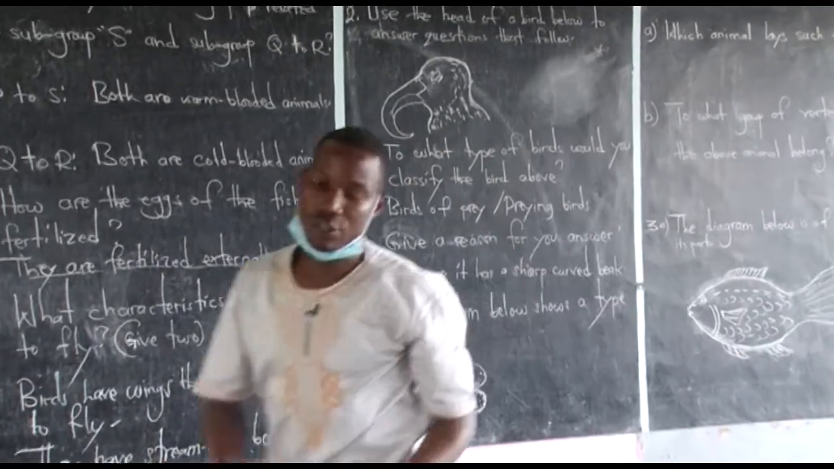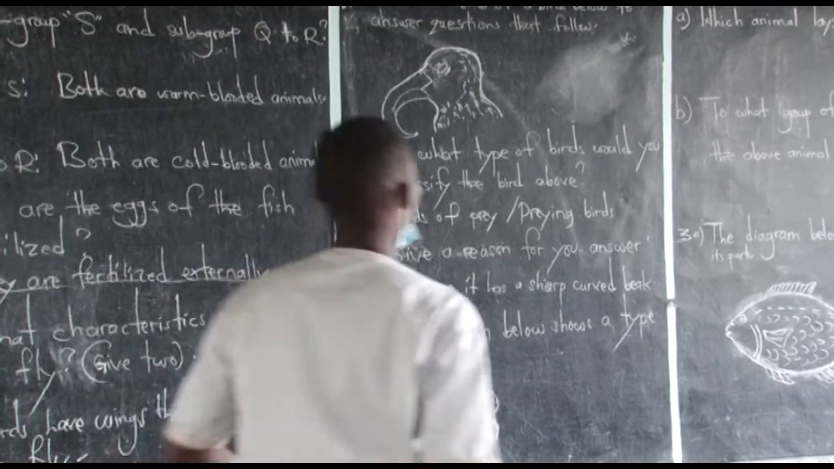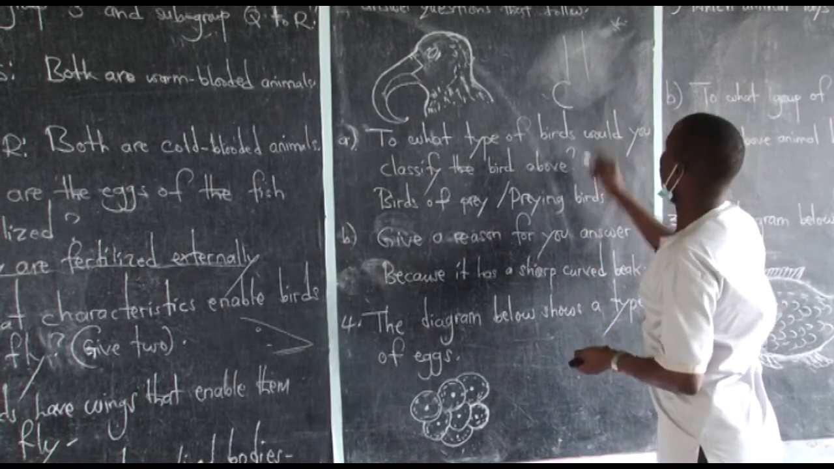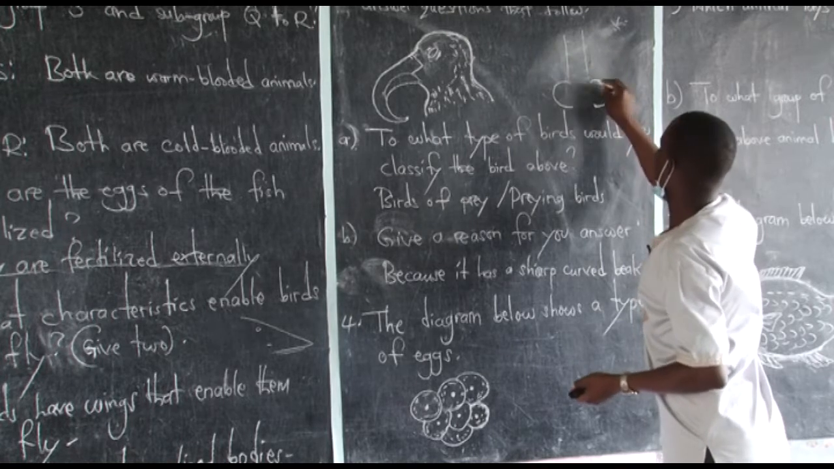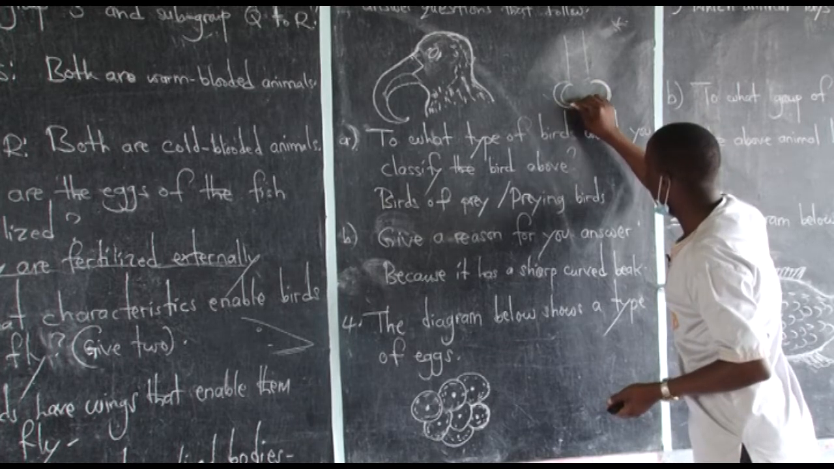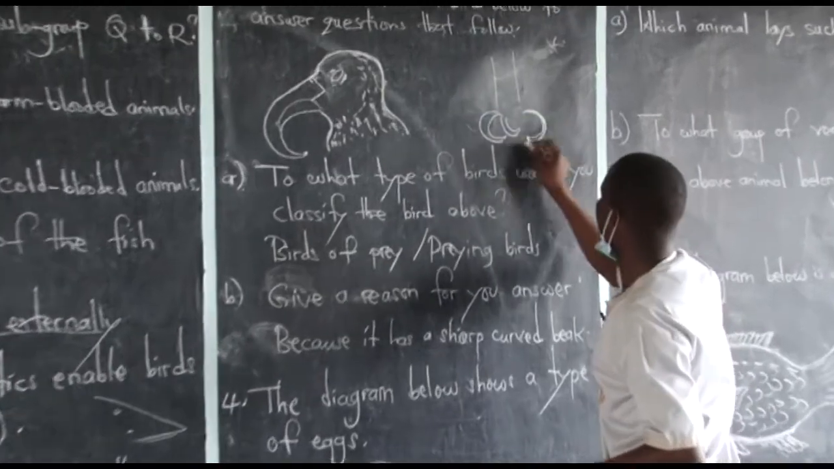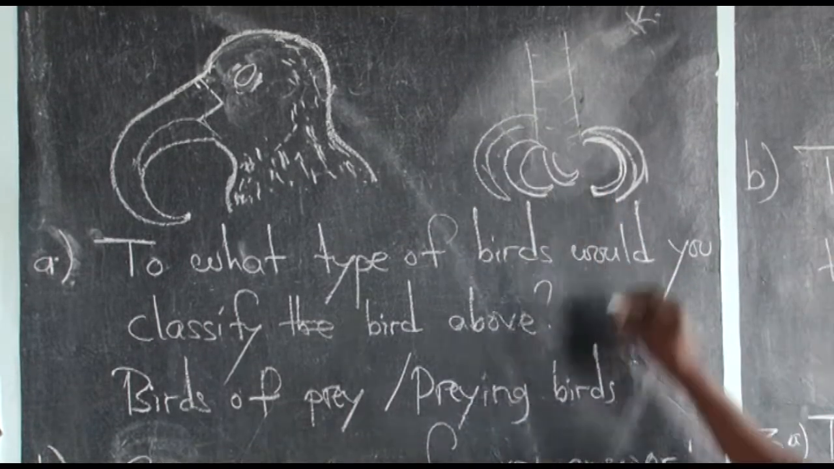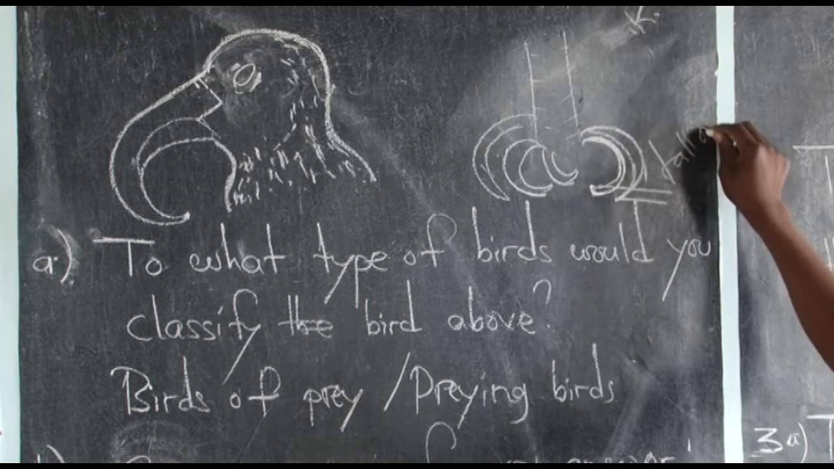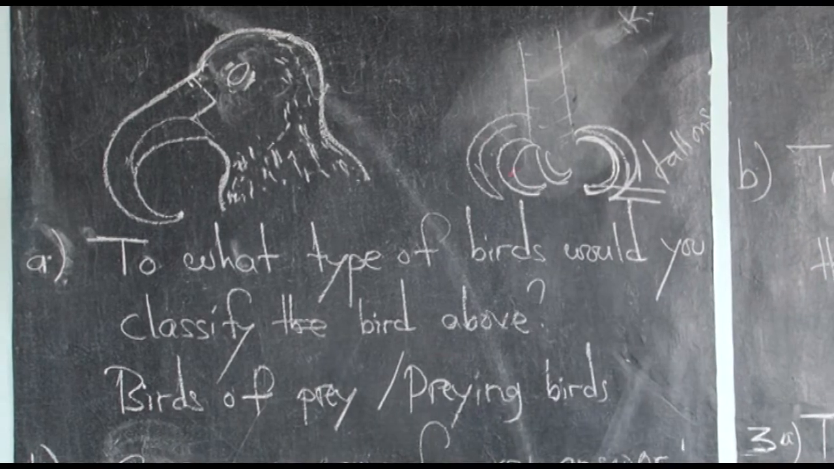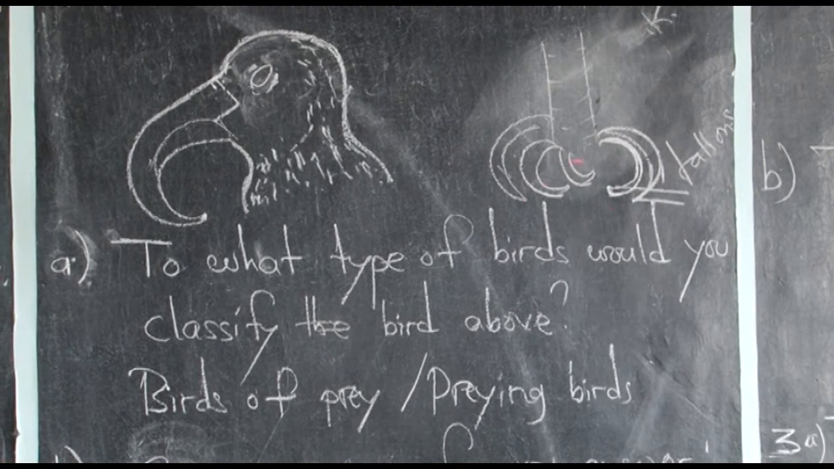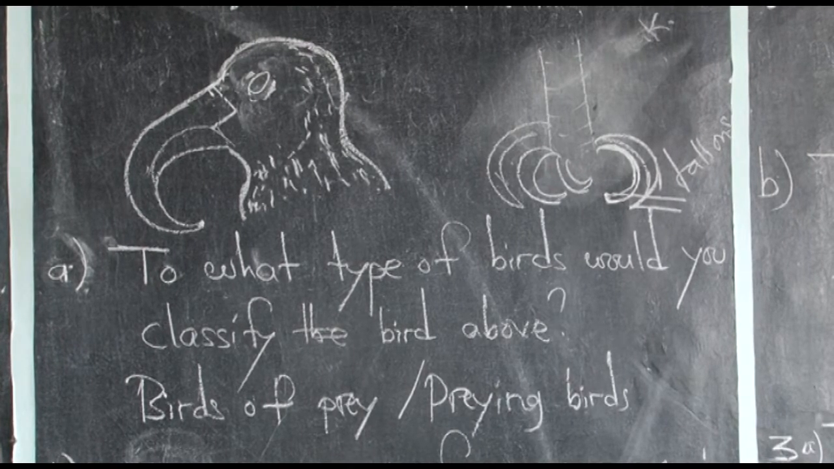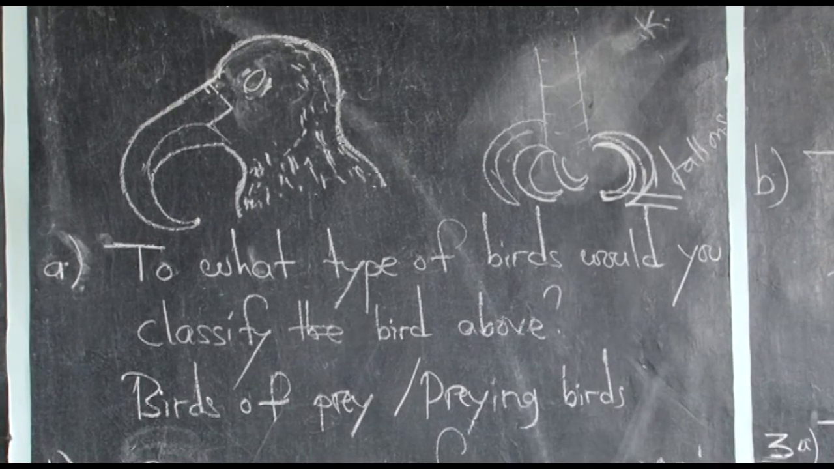One time they can draw for you the feet of such a bird. Which type of bird is that? Let's look at the feet of these birds. These birds have curved toes, sharp curved toes. At times we call them talons. These enable the bird to handle their prey. So for birds with such feet, we say they are carnivorous birds, or birds of prey. Yes, we can move ahead to number four.